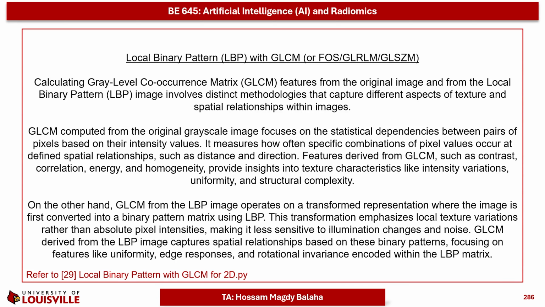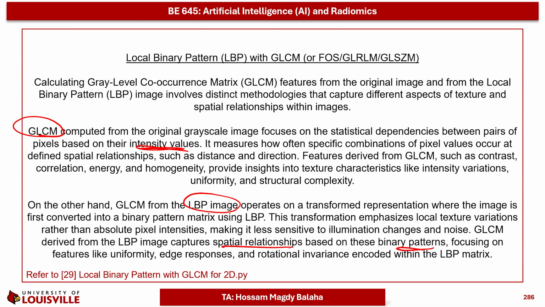So GLCM computed from the original image will focus on the statistical features between pairs of pixels based on the intensity values. On the other hand, if you apply it on the LBP, then you are emphasizing the local texture variations rather than the absolute pixel intensities, and this will make it less sensitive to illumination changes and noise. So here we are capturing spatial relationships based on the binary patterns instead of the intensity values.